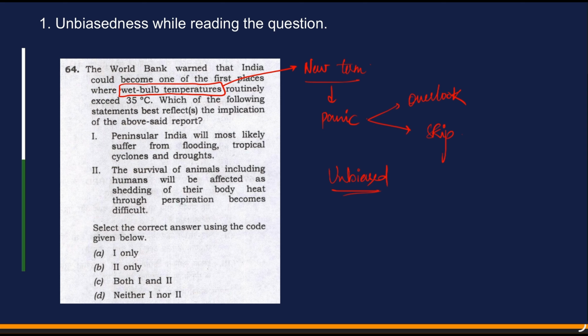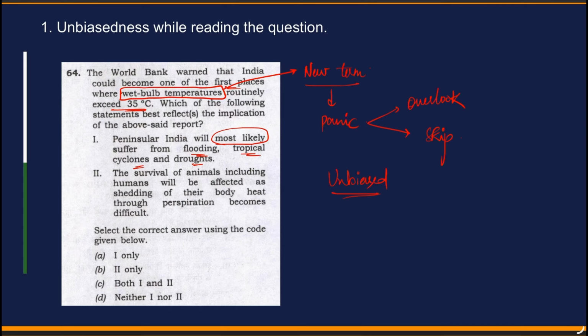So we'll try to solve this question. They're saying that the World Bank warned that India could become one of the first places where wet bulb temperature routinely exceeds 35 degrees Celsius. Which of the following statements reflect the best implication? The first option is peninsular India will most likely suffer from flooding, tropical cyclones, and droughts.